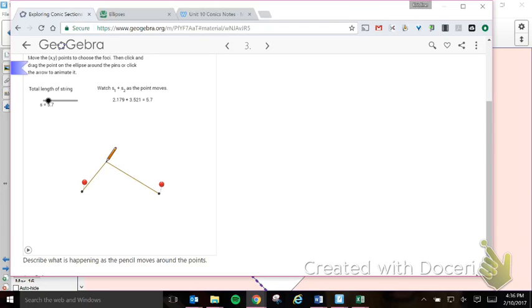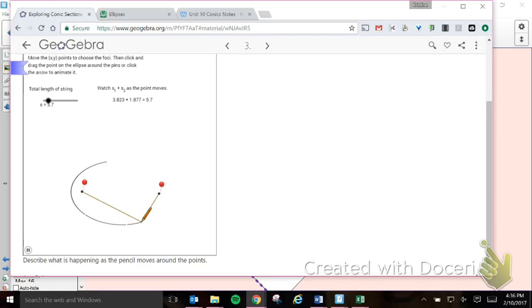To show you guys what this is going to look like, if you look up here at the top, it tells you the two distances. Right now one of these distances is 2.1, the other distance is 3.5. They add up to 5.7. It's going to stay adding up to 5.7 as this moves around. So I'm going to go ahead and play this. There it goes, and you can see the sum of those two things is always 5.7.